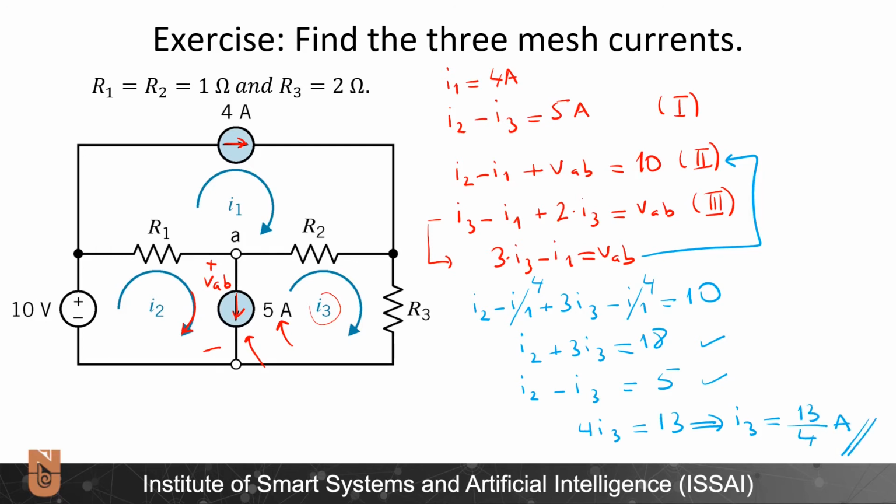This is good. Now I need to find I2. Let's write the equation number 1, this equation. I2 is equal to 5 plus 13 over 4. So, and if I am not wrong, this will be equal to 33 over 4 amperes. So I know I1, I know I2, and I know I3. I solved for all three mesh currents and I can conclude my circuit analysis.